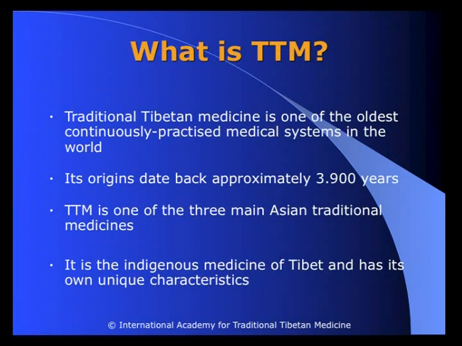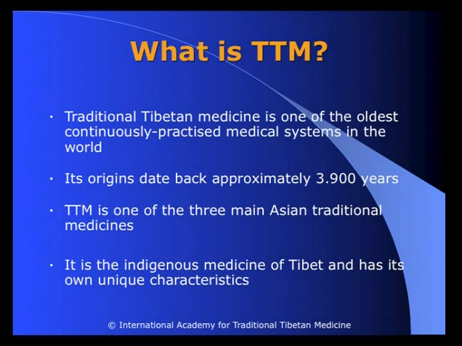Here we see what is traditional Tibetan medicine. TTM is one of the oldest continuously practiced medicine systems in the world, and it dates back approximately 3,900 years. TTM, I would say, is one of the three main Asian traditional medicines, which are Ayurvedic medicine, traditional Chinese medicine, and traditional Tibetan medicine.